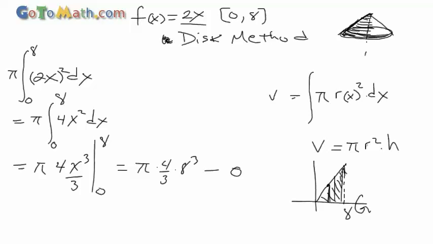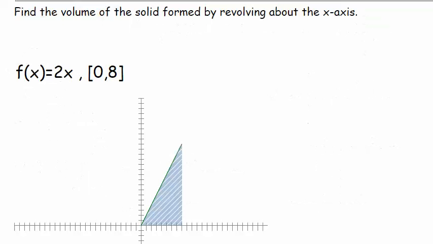Let's figure out what those numbers are real quick. 4 times 8 cubed, I'll let you do that in your head. Are we supposed to round in this problem? I can't remember. I get 2048 over 3 pi.